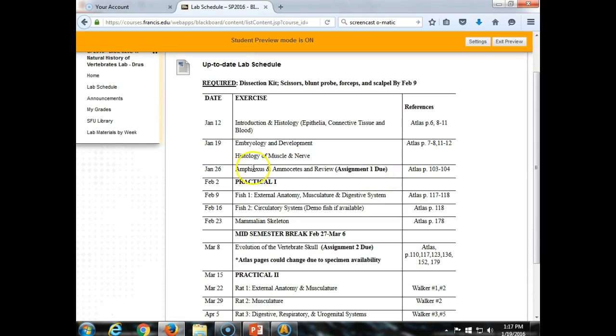As far as our lab schedule, we're currently on schedule. Next week we have Amphioxus and histology in review, which is good because today we have embryology and development and the histology of muscle and nerve. I'll be covering the histology of muscle and nerve first. But embryology is something that we're really not going to talk about in lecture so much, other than a reference to occasional deuterostome developmental characteristics. So our first practical is still on target for February 2nd.